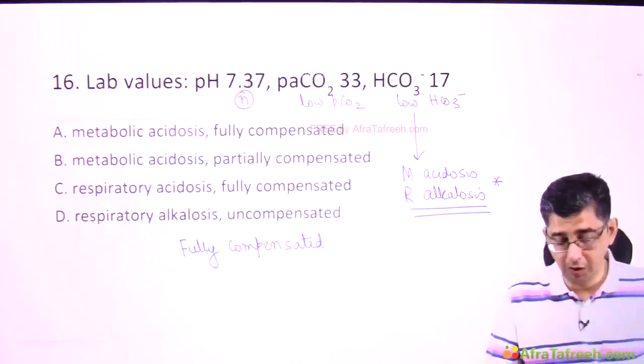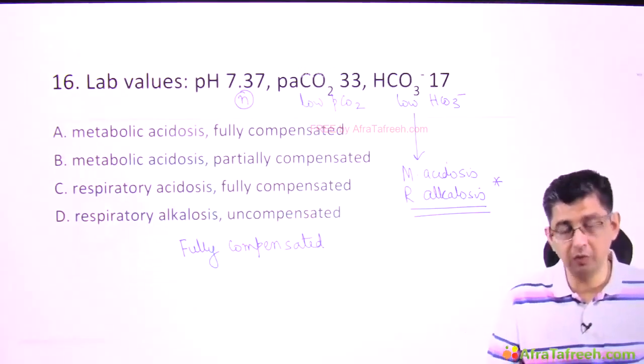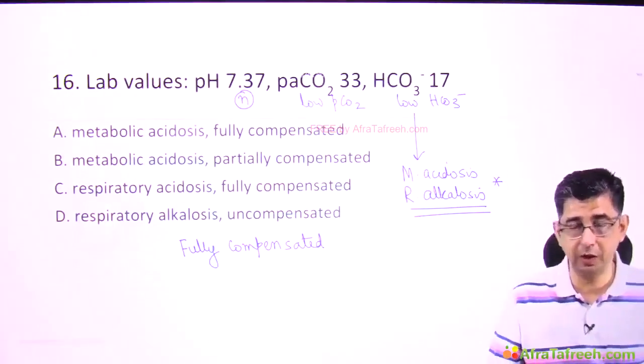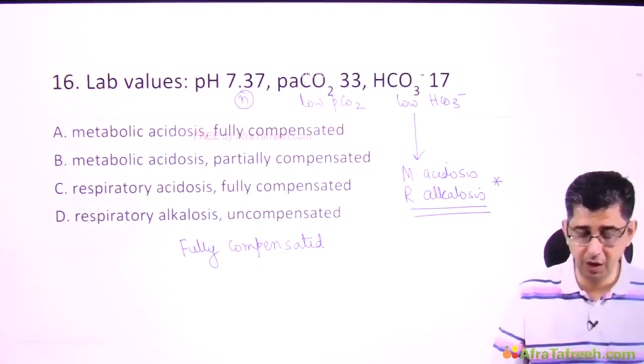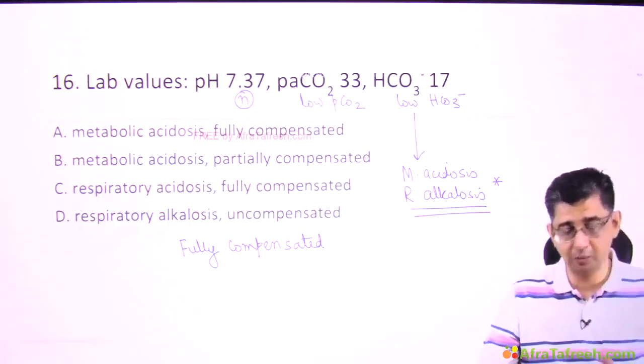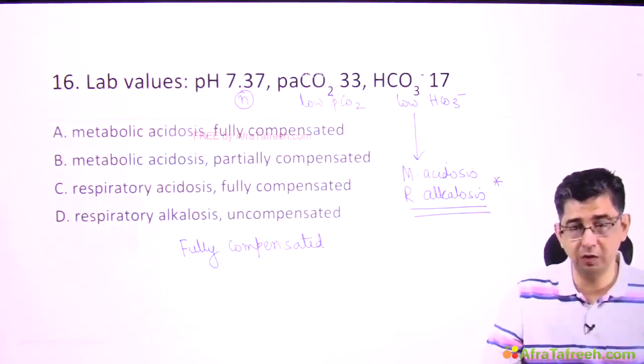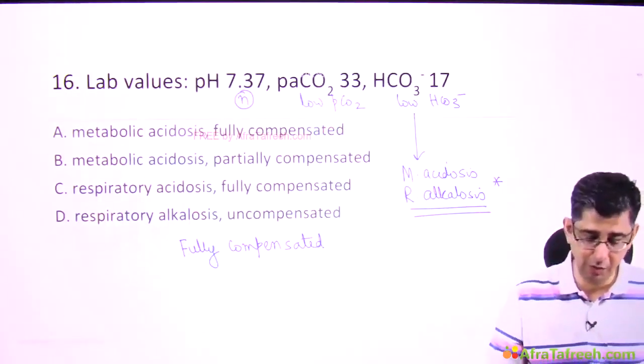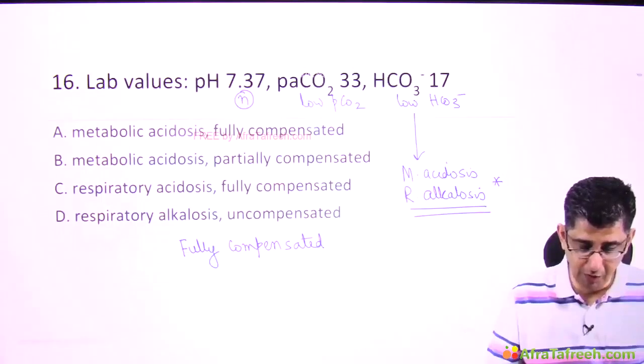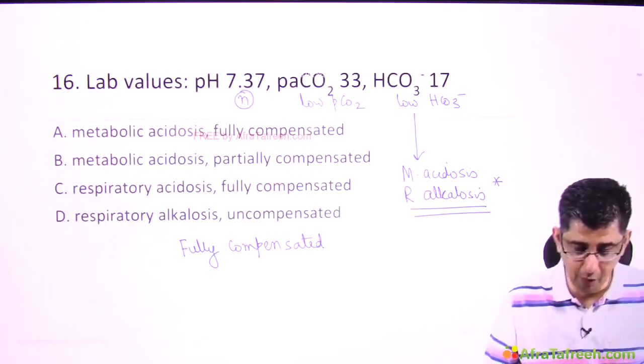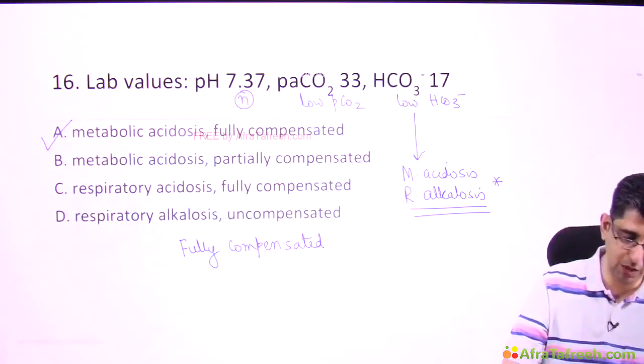Now you have to understand what the primary defect of the patient is. The primary defect of the patient is metabolic acidosis. What is the primary change? It is low bicarbonate. Why am I saying this? Because that is how the sequence would evolve in the patient. The correct answer will be that the patient is having a fully compensated metabolic acidosis. The answer to this is A.